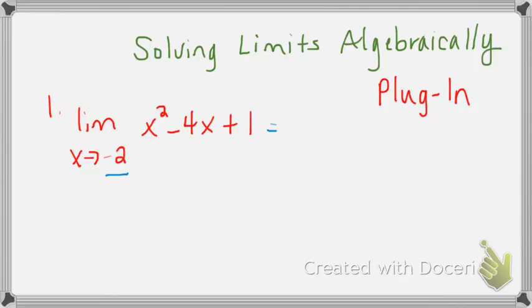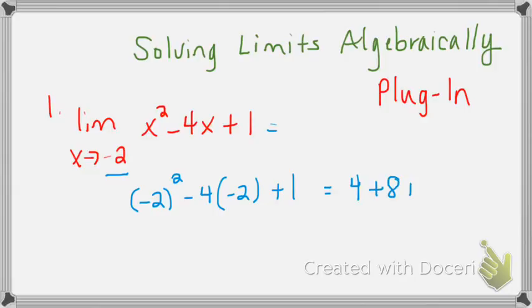So when I plug in the -2, I would have -2 squared minus 4 times -2 plus 1. Work it out. So see, -2 squared is 4. -4 times -2 is 8. Plus 1 is 13. So 13 would be the limit.